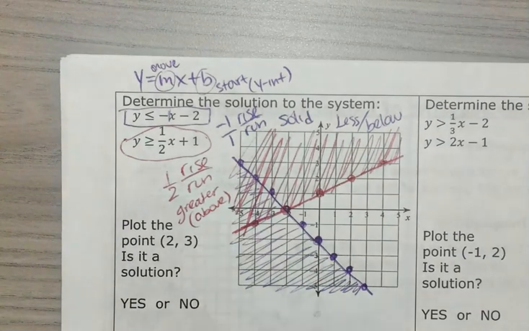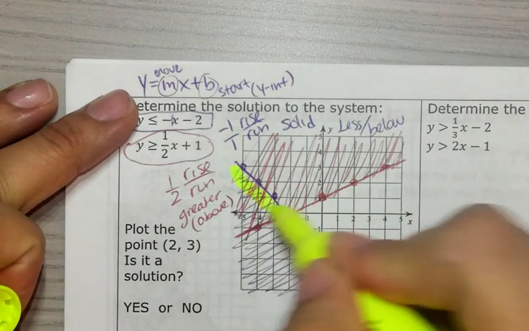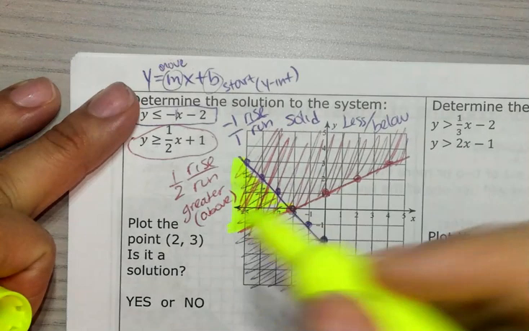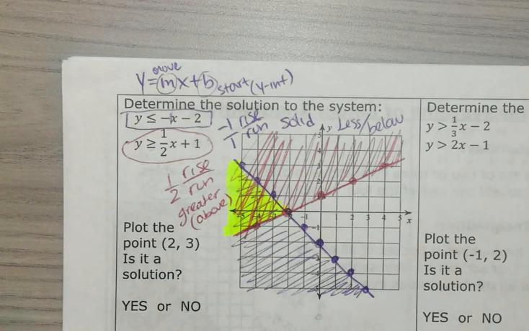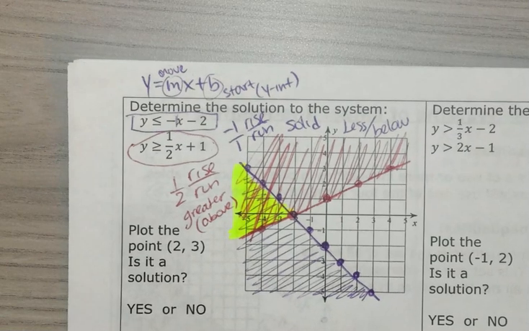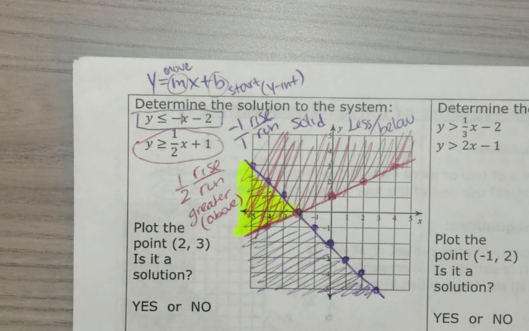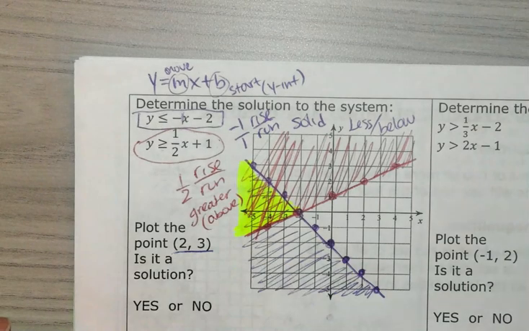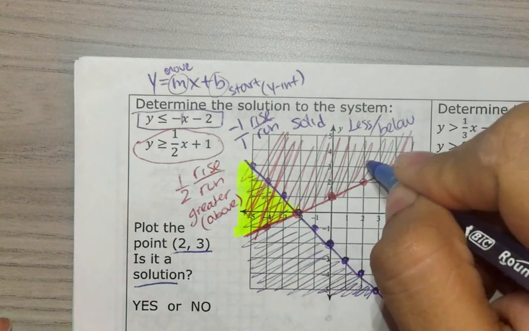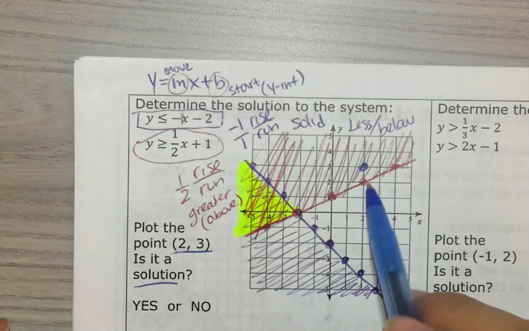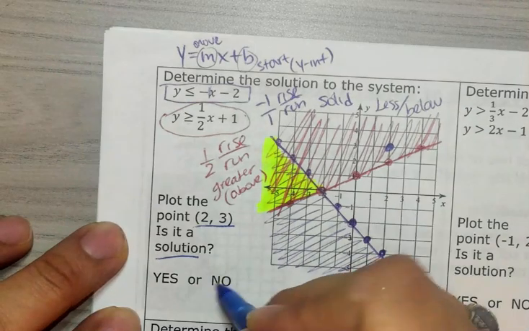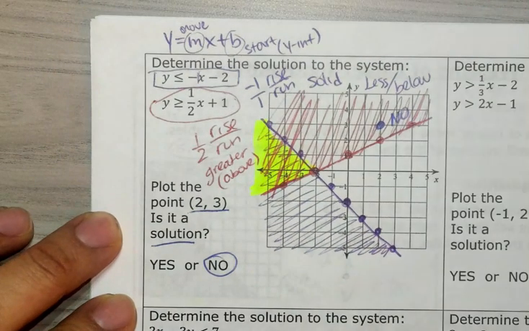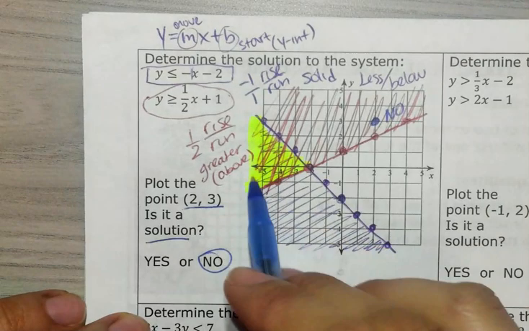Okay, so now that we shaded both parts, there is this area right here that is double shaded. That is the set of solutions for the system that we just graphed. So this system is asking you, is (2, 3) a point that is a solution? So (2, 3) is over here. It is in the shaded area for the red one, but it's not for the other one. So no, it is not a solution because it is not in this double shaded area.